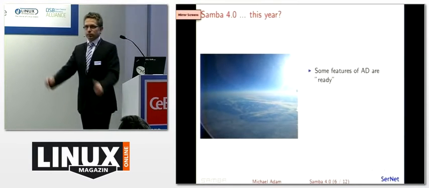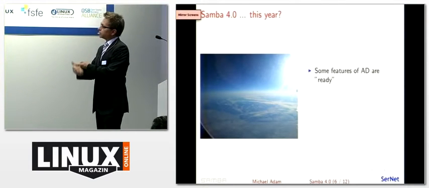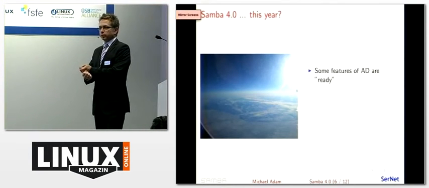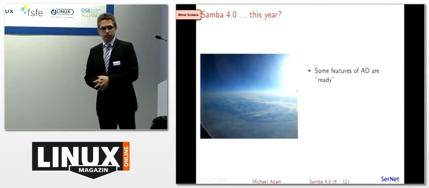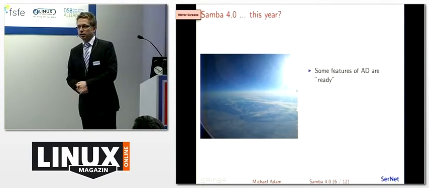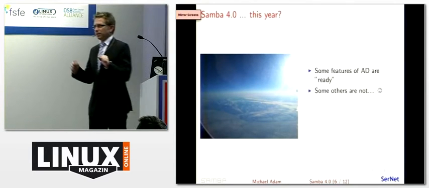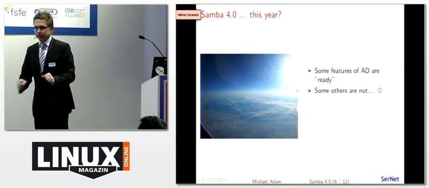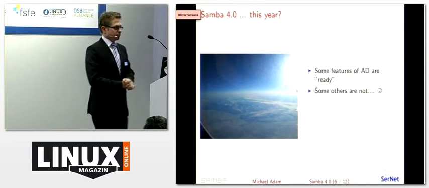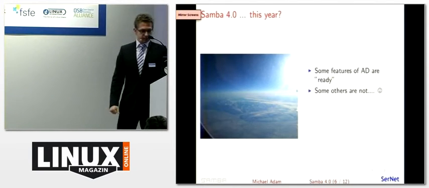It's because we now think that some of the features of Active Directory implemented are ready enough, stable enough to be shipped, so that we can support this to a broader user community and not just the alpha testers. Well, some other features are not ready yet, so these features will be added in later releases, 4.1 and whatever.